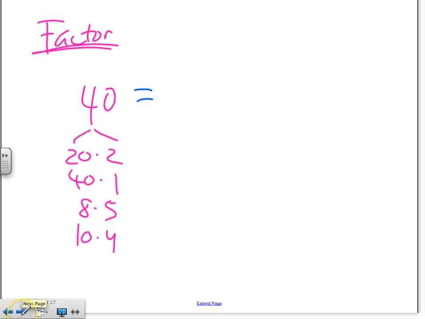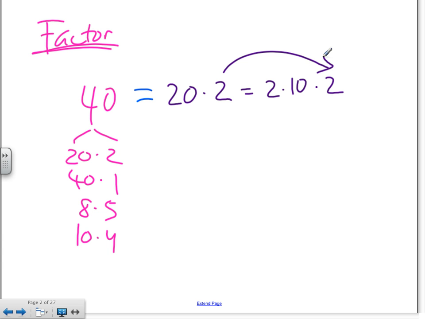22. Okay, let's use that first one. 20 times 2. And then what I'm seeing is, well, that 2 is already prime, right? So I don't have to do anything with that anymore. But 20 here can certainly get what? 2 times 10. Okay, so 2 times 10. Notice I'm still carrying a 2 over, and then 10. And the 10 is 2 times 5. And notice that these are all prime, right? So I can certainly write it, expand it as 2 times 2 times 2 times 5.